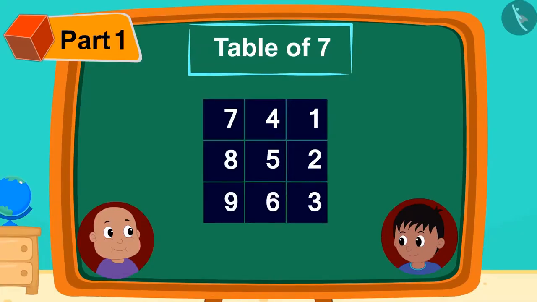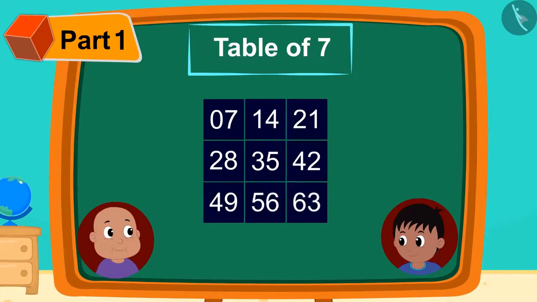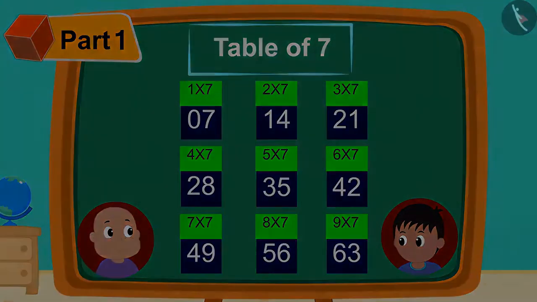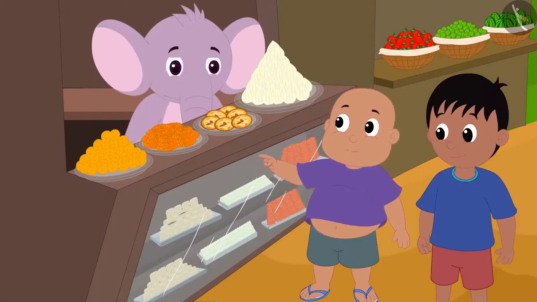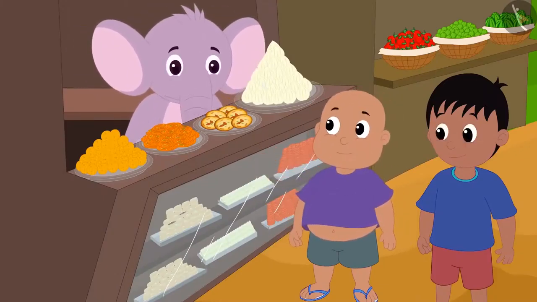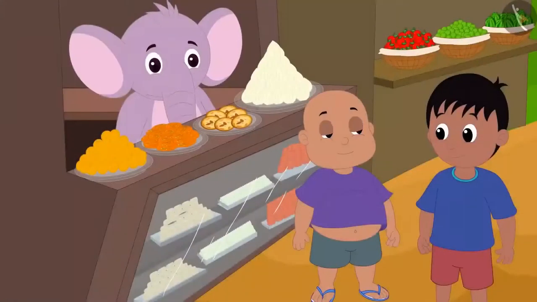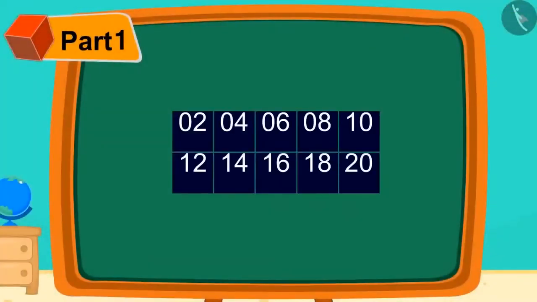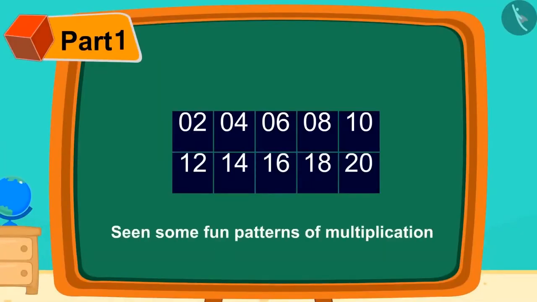Then, next to the digits written in the first line, he wrote 0, 1, 2. Then next to the digits in the second line, he wrote 2, 3, 4. And in front of the digits of the third line, he wrote 4, 5, 6. Here we have our table of 7 ready. Bablu was so happy to learn these unique patterns of memorizing tables. And he also bought Raju 2 more laddus from Appu's shop. Children, in this lesson, we have seen some fun patterns of multiplication.